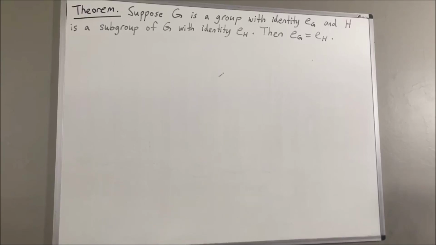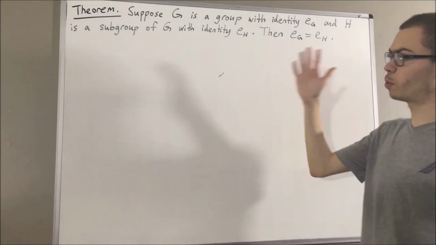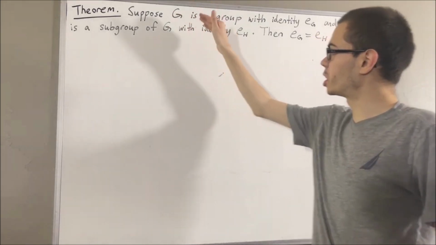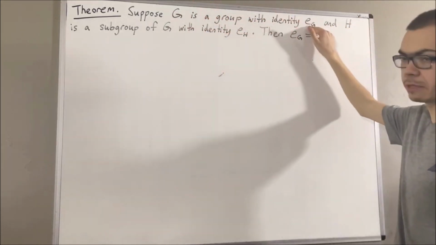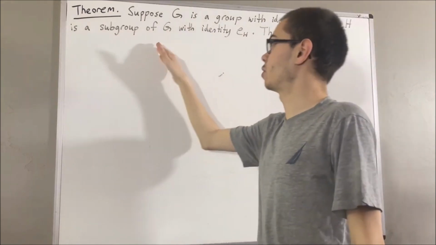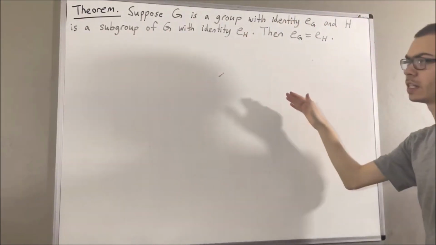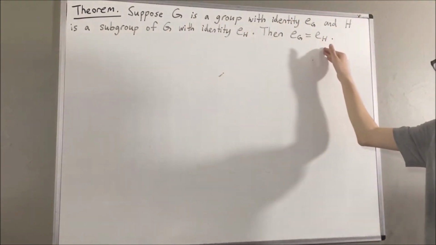Hello! In this video, we are going to prove the following theorem. Suppose G is a group with identity element EG, and H is a subgroup of G with identity element EH. Then EG is equal to EH.